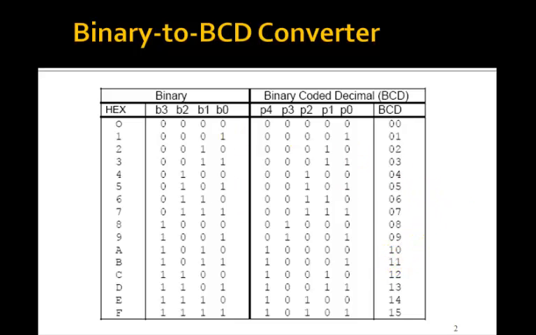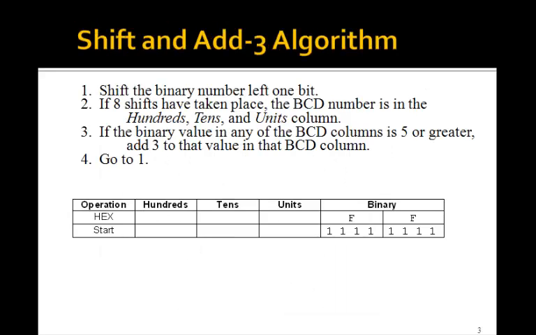Well, this is a simple conversion. We could use Karnaugh maps, for example, to find logic equations for P4, P3, P2, P1, P0 to make this little converter. However, in general, we'd like to be able to do this for any number of bits in the binary number, and there's a so-called shift and add 3 algorithm which will do it.